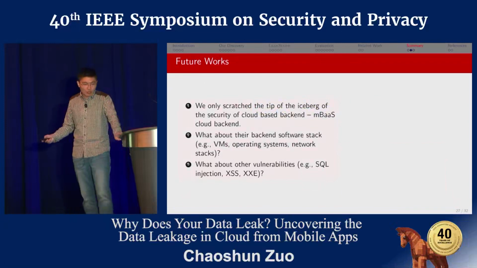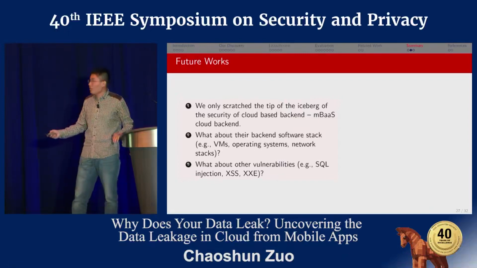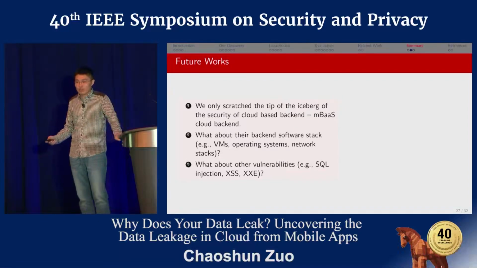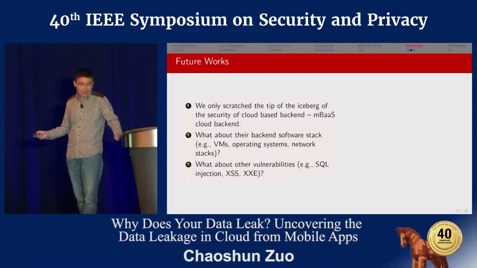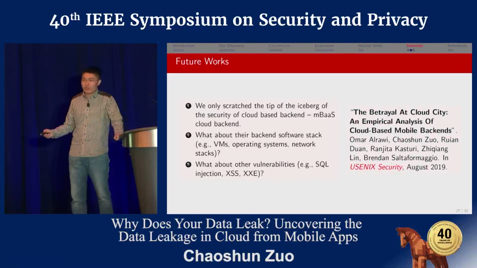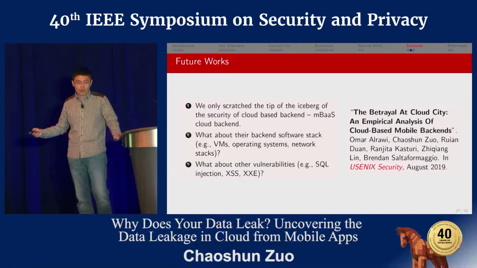And in this work, we only scratched the tip of the iceberg of the security of cloud-based backend, which is the mobile backend. And what about others? What about their software stacks, like operating systems or network stacks? Furthermore, what about other vulnerabilities like SQL injection or cross-site scripting? Following in this direction, we did another work recently and found much more security issues. And we are going to present this work in the upcoming USENIX.